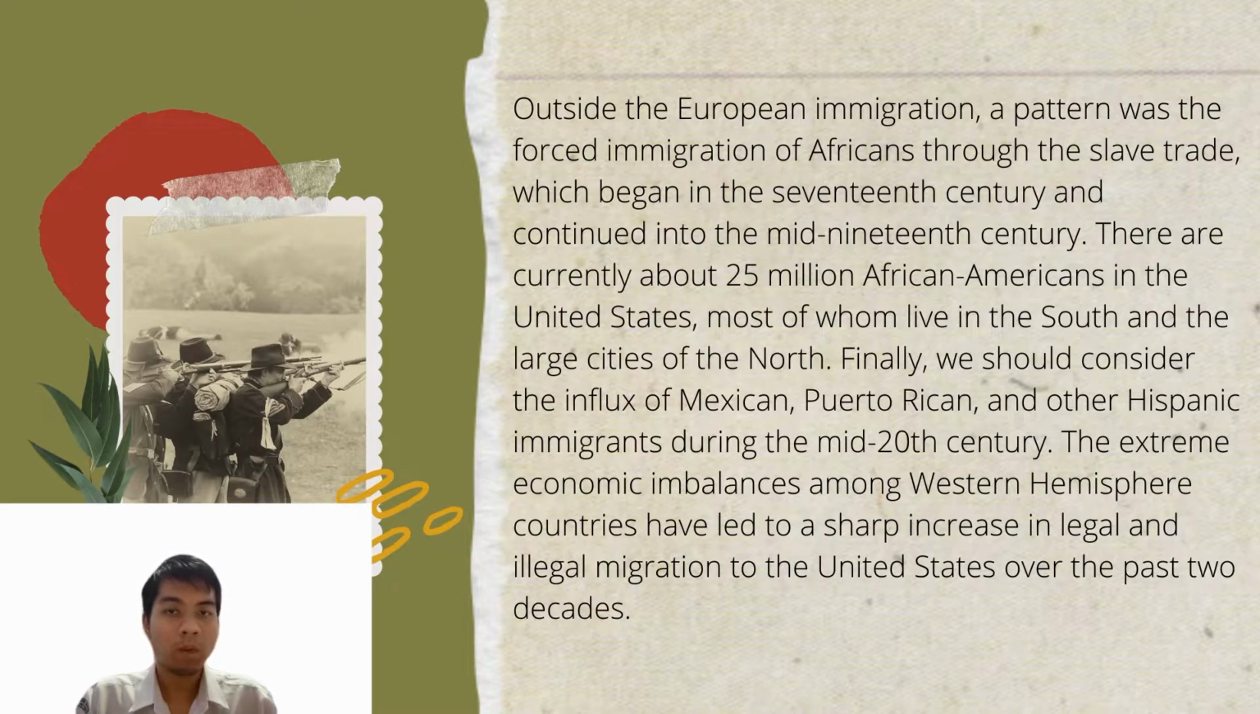There are currently about 25 million African Americans in the United States, most of whom live in the South and the large cities of the North. Finally, we should consider the influx of Mexican, Puerto Rican, and other Hispanic immigrants during the mid-20th century. The extreme economic imbalances among Western Hemisphere countries have led to a sharp increase in legal and illegal migration to the United States over the past 2 decades.